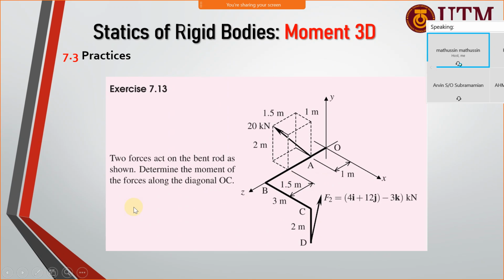Okay, contoh this one. Yang ni melibatkan berapa force ni? Dua force kan? Kita ada force F1 dan juga force F2. Two forces act on the bent rod as shown. So determine the moment of the forces along the diagonal OC. Mana OC? From O to C. Dia nak moment about axis from O to C.